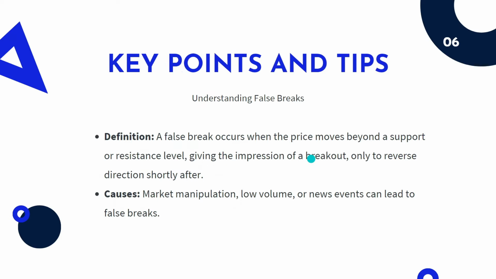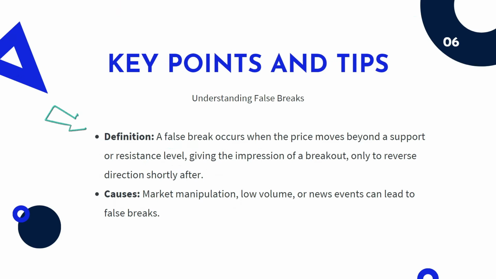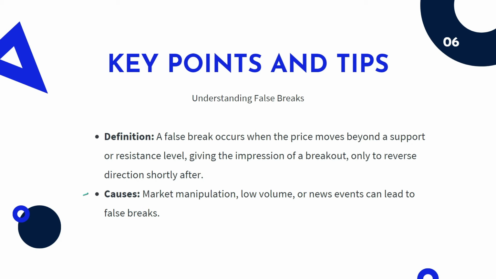Let's do it, guys. All right, key points and tips for understanding false breaks. The definition of a false break occurs when the price moves beyond a support or resistance level, giving the impression of a breakout only to reverse direction shortly after, right? So it just pulls right back. So it looks like it's breaking out of a level and pulls back.